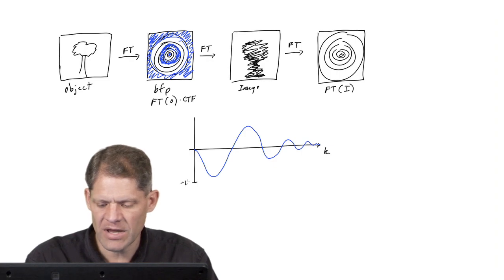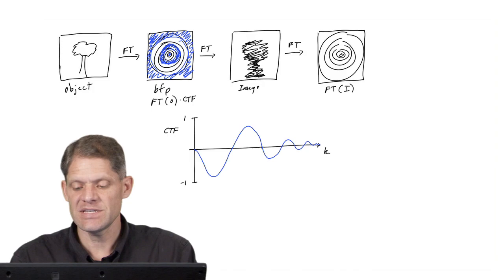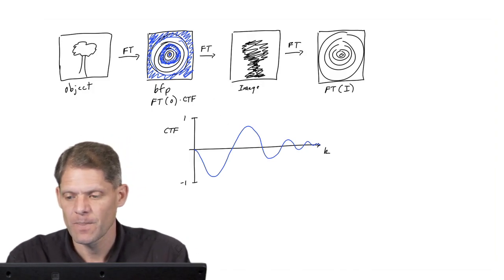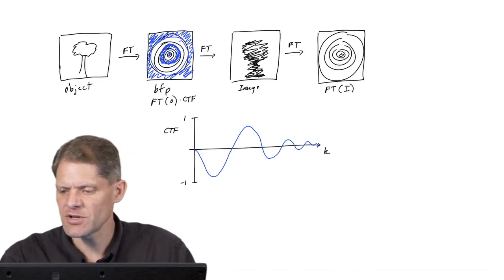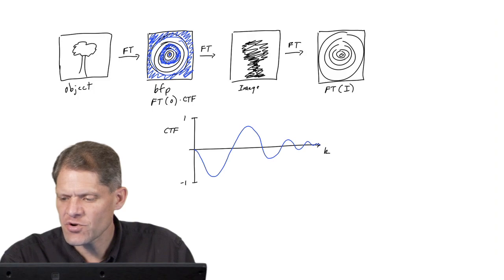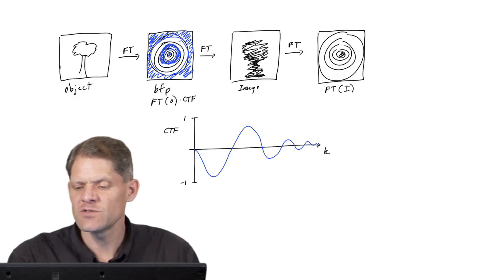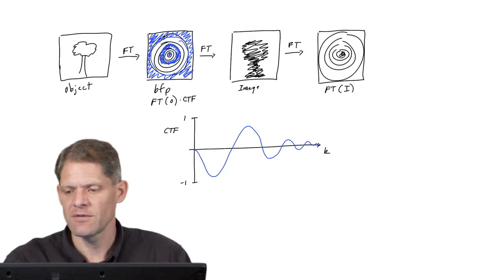That varies from -1 to +1. So here's the CTF of the microscope that recorded this image. And what it means to CTF correct the image is that in the Fourier transform of the image, we consider each pixel. Now remember, each pixel represents one Fourier component of the image, and it has an amplitude and sign.